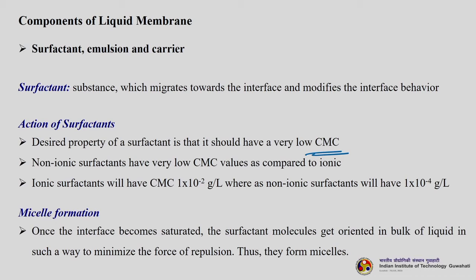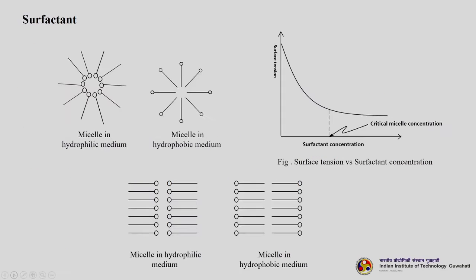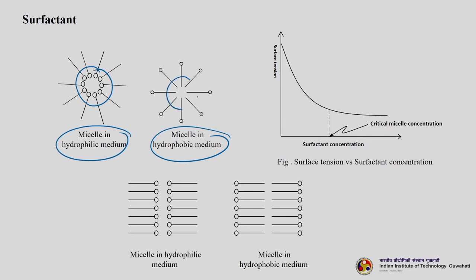Once the interface becomes saturated, the surfactant molecules get oriented in the bulk of the liquid in such a way as to minimize the force of repulsion. Thus, they form micelles. We have already discussed this. You can see how a micelle forms in a hydrophilic medium and in a hydrophobic medium. In a hydrophilic medium the heads are outside and the tails are inside, and in a hydrophobic medium the tails are joined to each other. It is not joined exactly, some sort of interaction is happening.